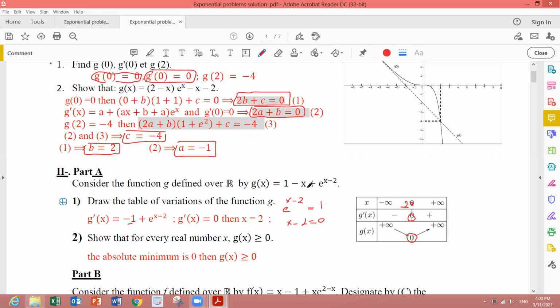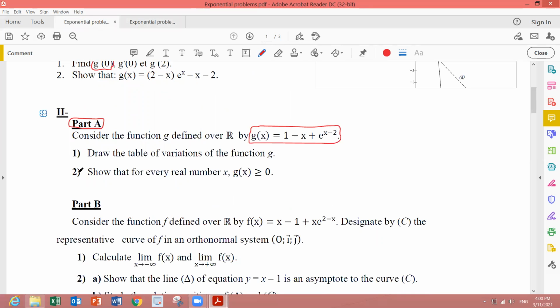Limit at plus infinity equals minus infinity times plus infinity. We take the limit of the highest power, we get plus infinity. Limit at minus infinity, this one 0, we get plus infinity. It is not necessary to determine the limits.